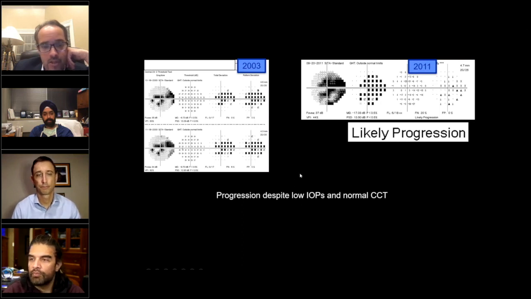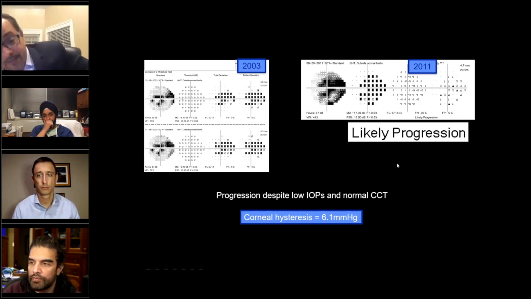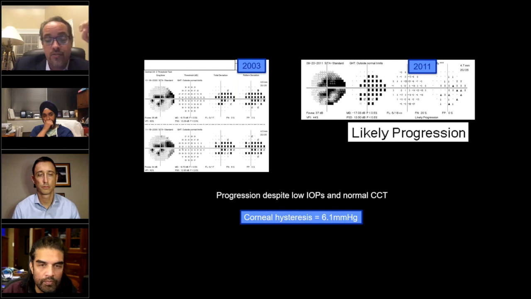And over time, this patient showed clear progression, enlargement of those arcuate defects, despite pressures that were quite low and despite a normal corneal thickness. So it's an interesting case, especially because the corneal hysteresis for this eye was 6.1. So it's a very low value in this patient. And that illustrates the point of corneal hysteresis being a risk factor for glaucoma progression.